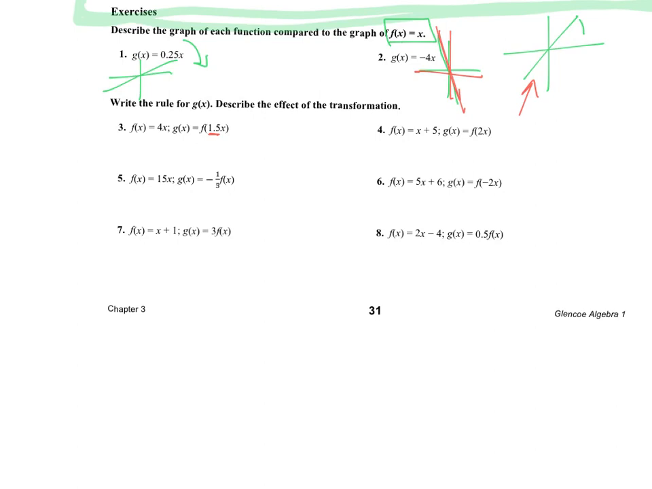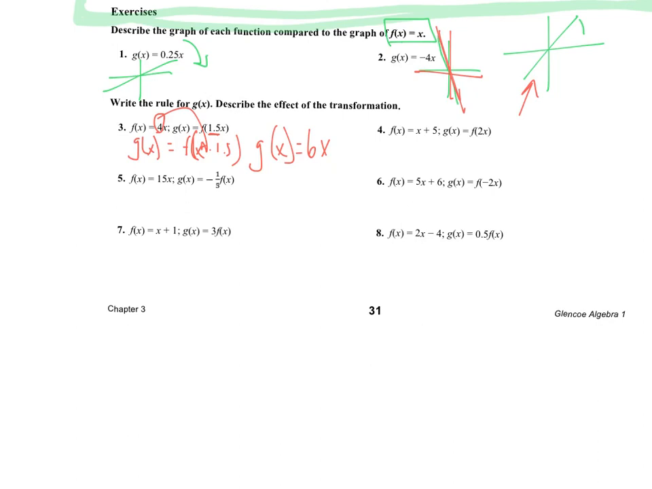So again, on this one, I'm just messing with the input. So we can say, hey, g of x equals f of x times this 1.5. That's not very good handwriting. We can plug in 4 over here where it goes. So g of x equals 6, I believe, is what we get when we take 4 multiplied by 1.5, so 6x.